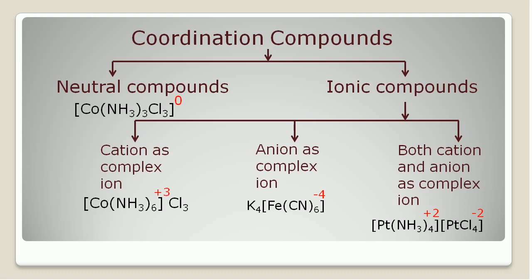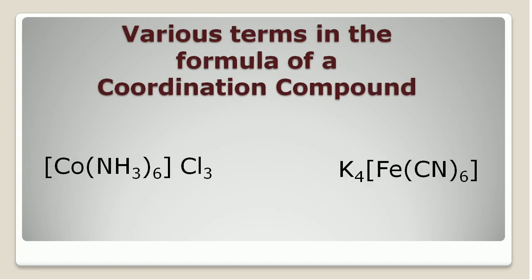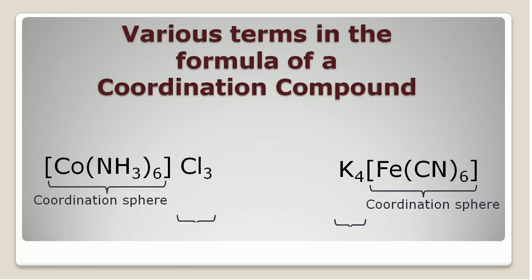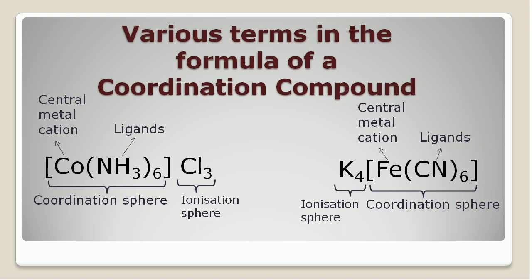For today, let us quickly go through the various terms in the formula of a coordination compound. For that, let us take two of the earlier examples. In the formula of a coordination compound, we basically have two parts, the coordination sphere and the ionization sphere. The coordination sphere is written inside the square bracket and consists of the central metal atom and the ligands as already discussed. The detail of the coordination sphere and the ionization sphere will be dealt with in the next class.